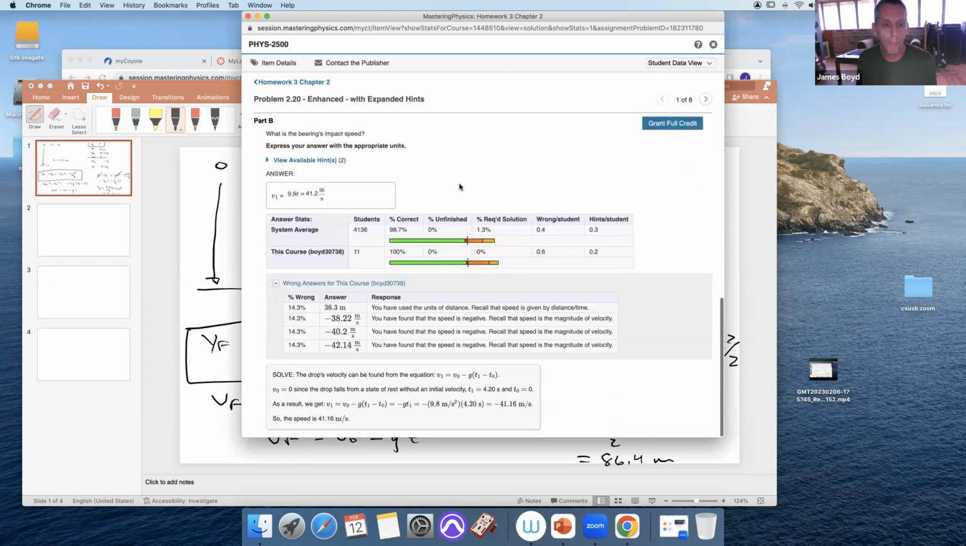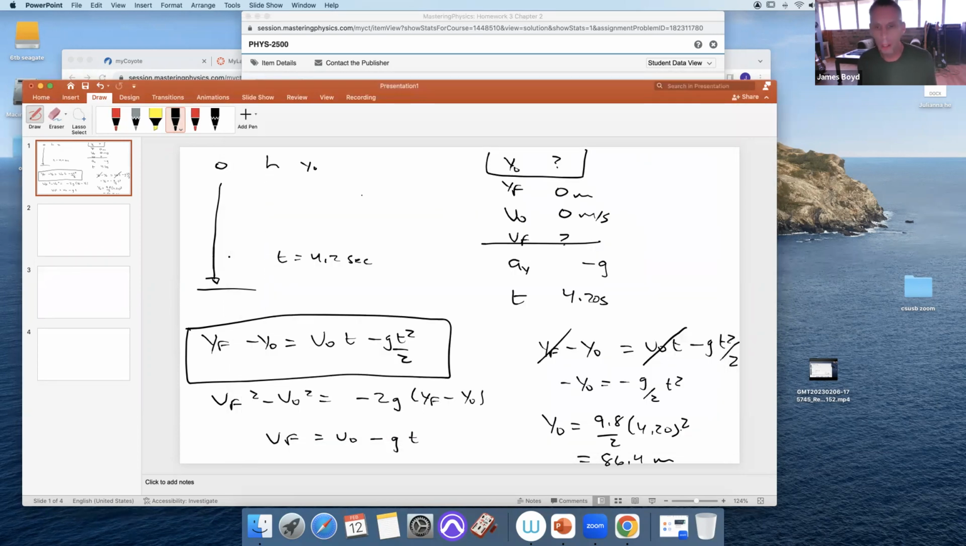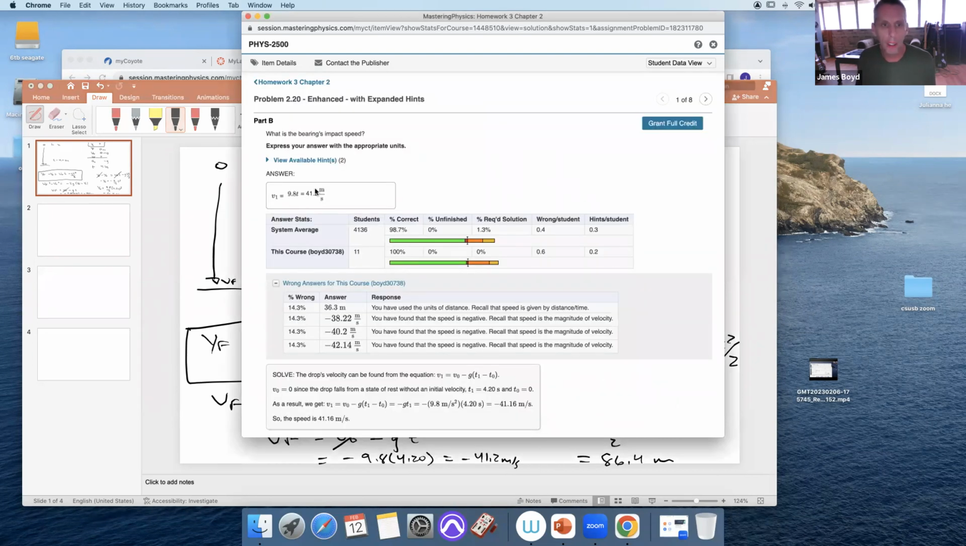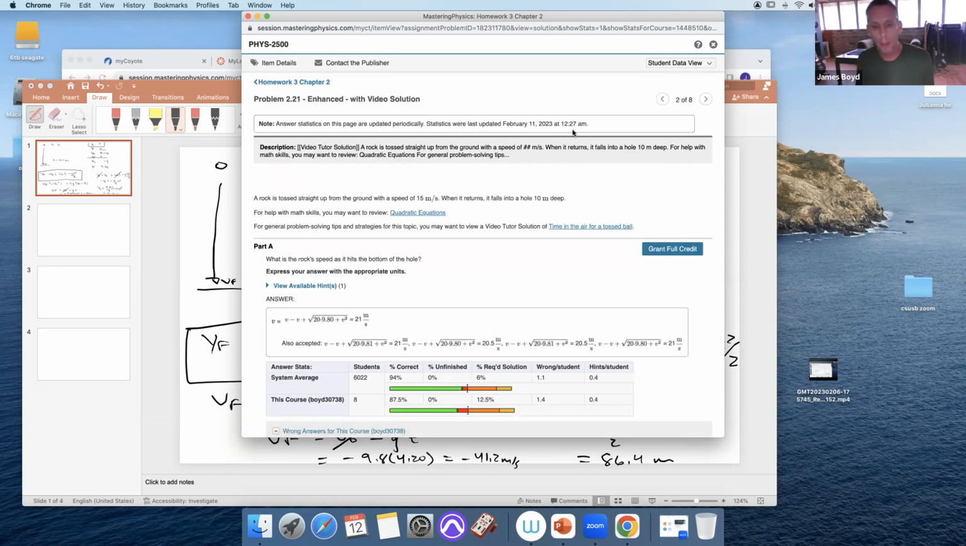So what is the impact speed? Now we are being asked to find v final. This is actually easy to find because v final is v initial, which is 0, minus 9.8 times 4.20. That is 41.12. The negative sign is because as this thing falls, right before it hits the ground, it's going to have a negative velocity, but they just want the magnitude. That's what speed means, the magnitude of the velocity. Okay, so 41.2. And I only use 9.8 in that problem.